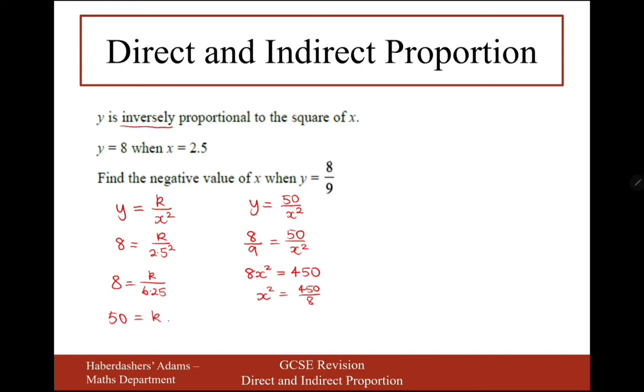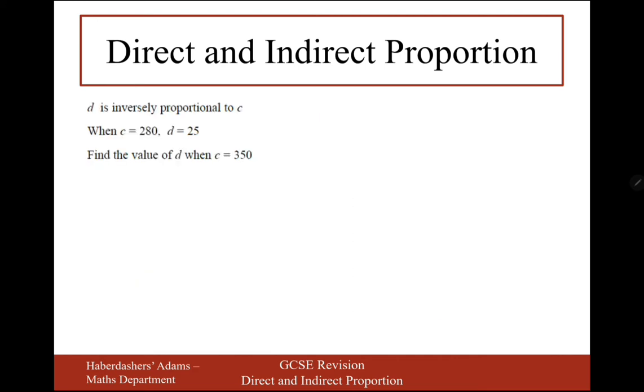And let's calculate that on the calculator. 450 divided by 8 is 56.25. So therefore, x is going to be plus or minus the square root of 56.25, which is 7.5. But the question here says find the negative value of x, so therefore, final answer here is x equals minus 7.5. And there we are, that's the answer for this question here. Okay, let's move on to the next one then. So pause the video and give this one a go.